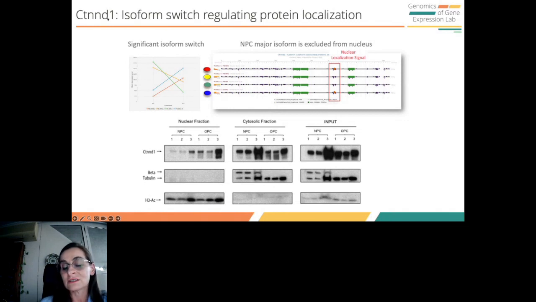And this is a protein that is involved in the catenin signaling pathway. And we can verify these kinds of predictions in the lab.